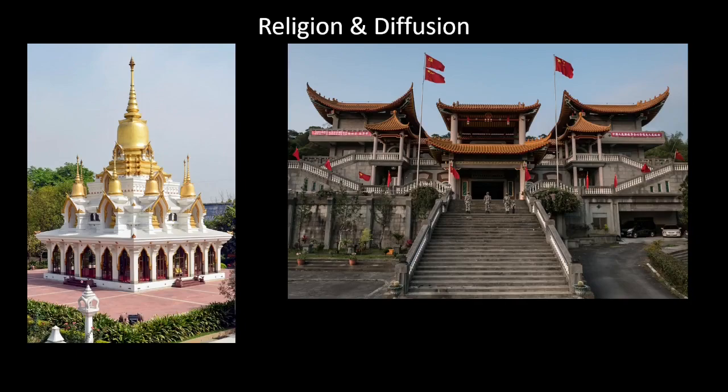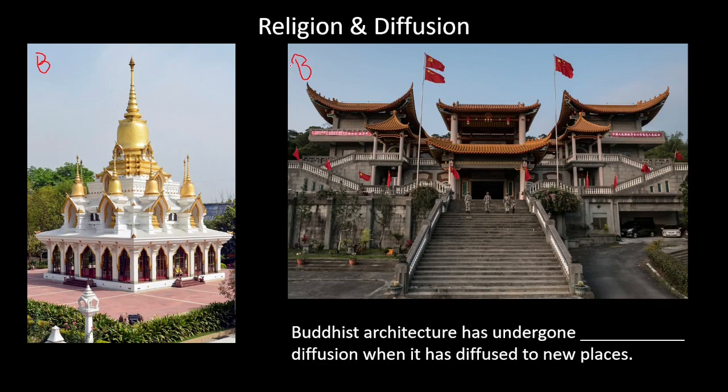Now here I'm going to kind of trick you a little bit. What religion or religions are in these two images? It's Buddhism. So both of these are Buddhism. One of these is in India, one of these is in China. So what kind of diffusion is this? Well, Buddhist architecture has gone through stimulus diffusion.